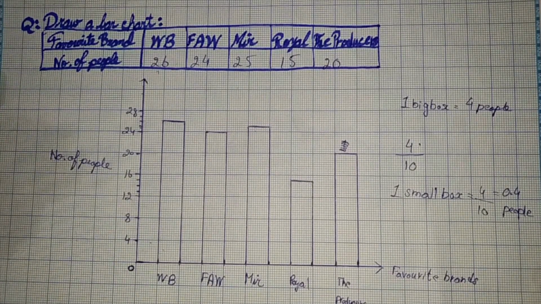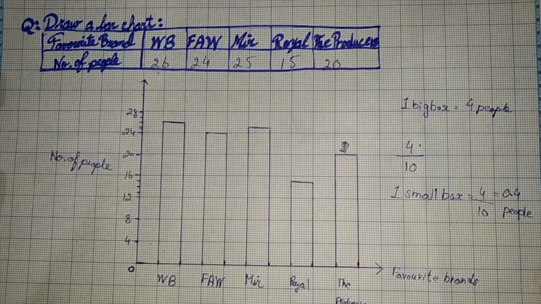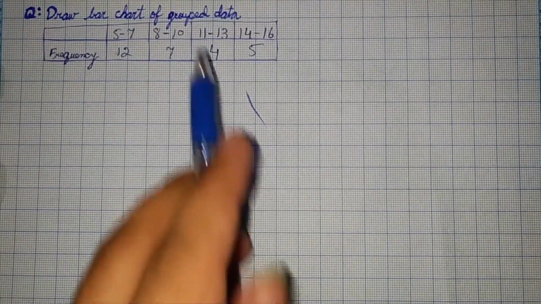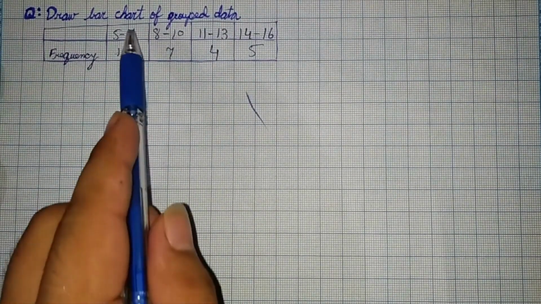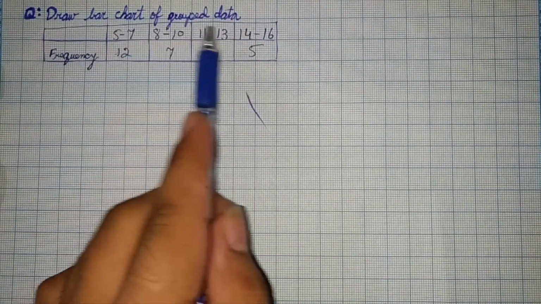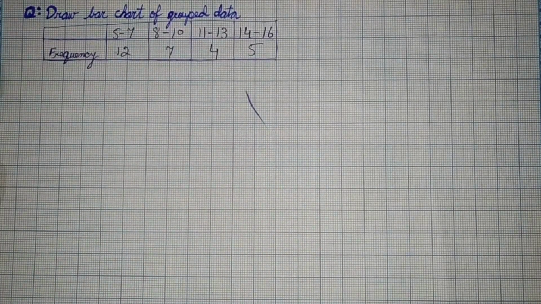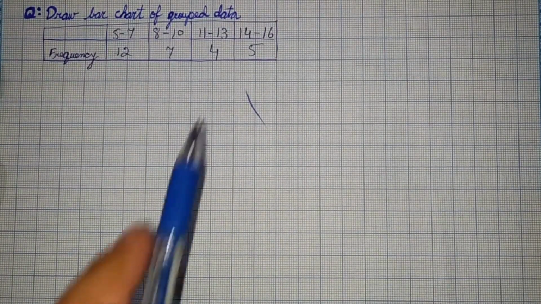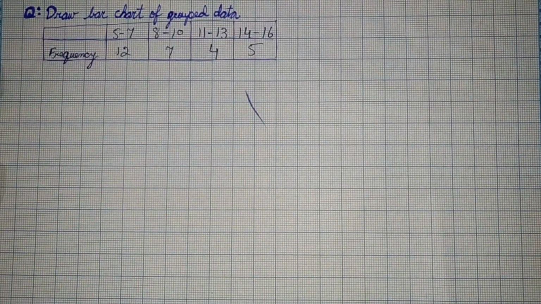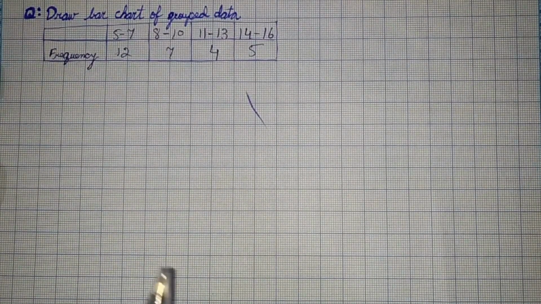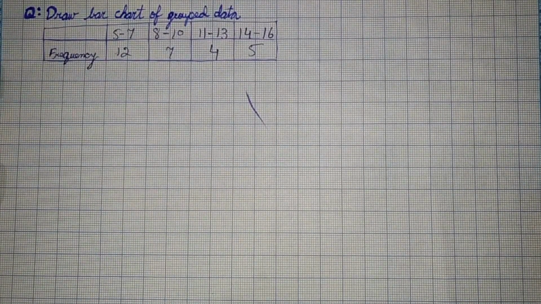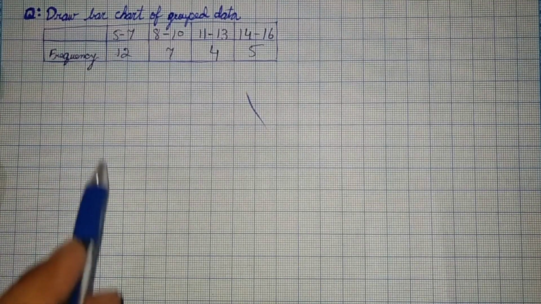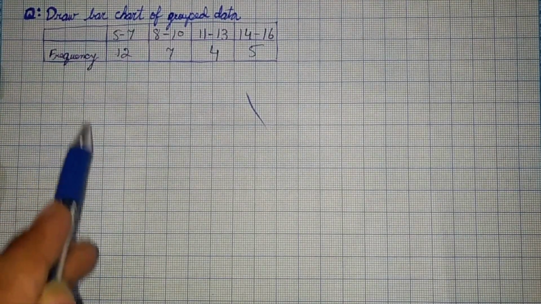Now we will see a question related to grouped data. Let's see. Here we have a question related to grouped data. You can see the grouped data is given, and here we have the frequency. In the previous question it was ungrouped data, and here we have grouped data. If we want to draw a bar chart with vertical bars, we will put the frequency on the y-axis. This one is the y-axis.